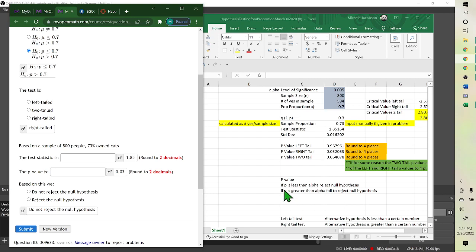Since the p is greater than alpha, well, alpha is 0.005, so p is greater than it. You fail to reject, so you do not reject.